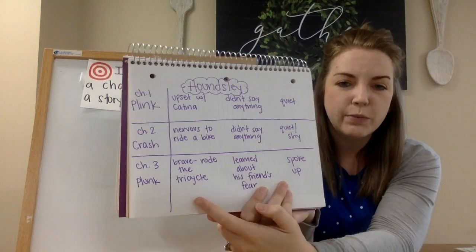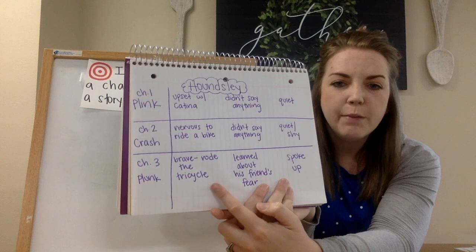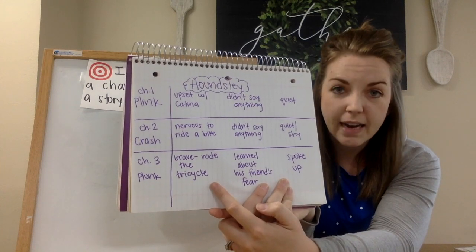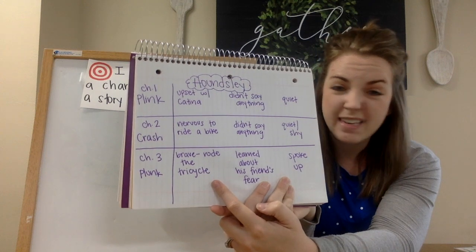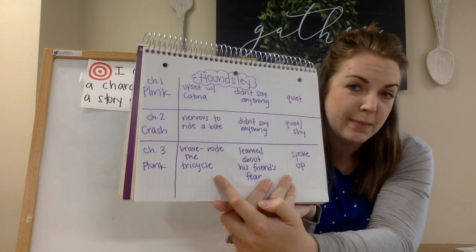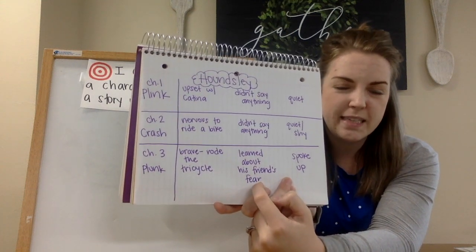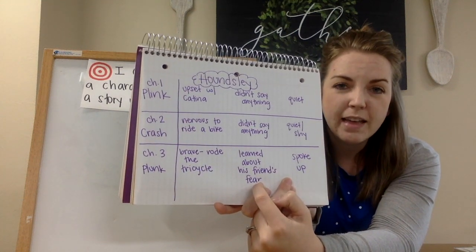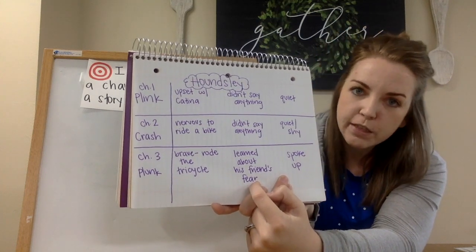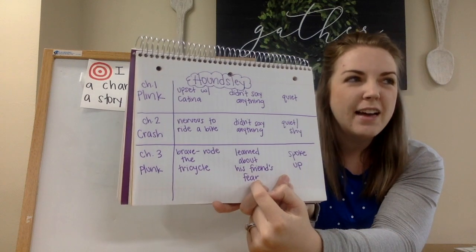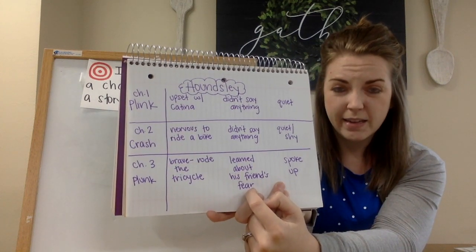But then in chapter 3, I start to see a change. I'm noticing that he tried it. He rode the tricycle, rode a bike that he didn't really want to ride, which makes me think he's become more brave. And then he got to talking with Katina, and he learned that his friend was afraid of the water, just like he was afraid of the bike. And it got him thinking that, oh, we're kind of the same that way.